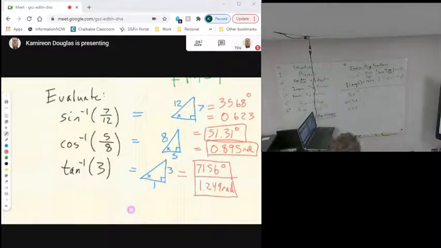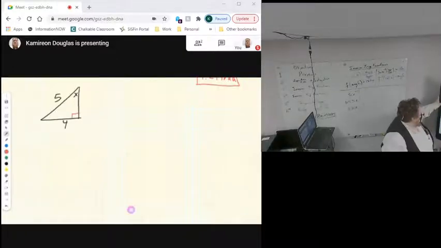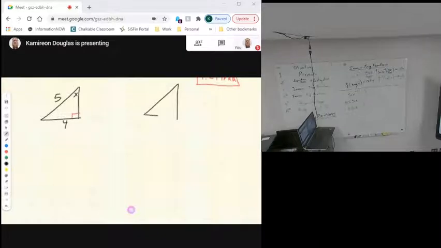So, the common use for these inverse functions is to find missing angles. So, I've given you evaluate problems. Let's look at some basic geometry ones. Here we go. One more time, a couple of examples. Find the missing angle, x.